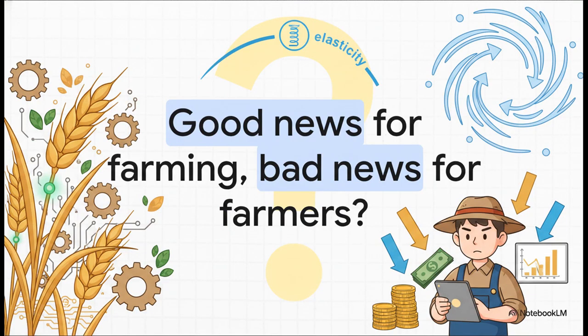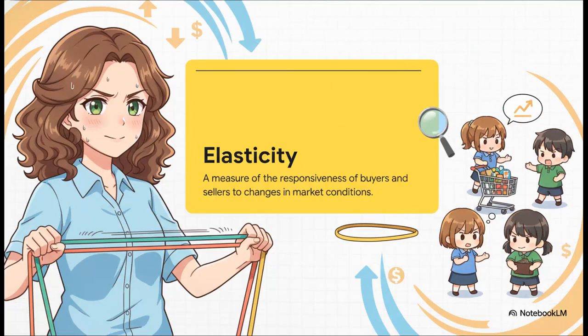Imagine just for a second a massive technological breakthrough in agriculture, something that allows wheat farmers to produce 20% more crops per acre. Now, on paper, that sounds absolutely fantastic, right? More wheat, more money. But what if I told you that this incredible news could actually leave those exact same farmers poorer? I know, it sounds completely counterintuitive, but to solve this real-world mystery, we first need to understand one foundational concept. And that concept, my friends, is elasticity.